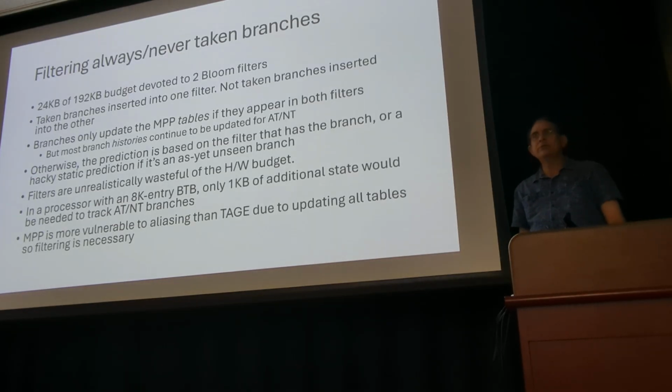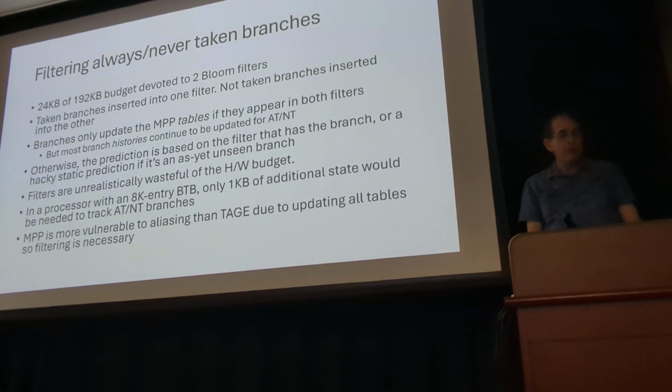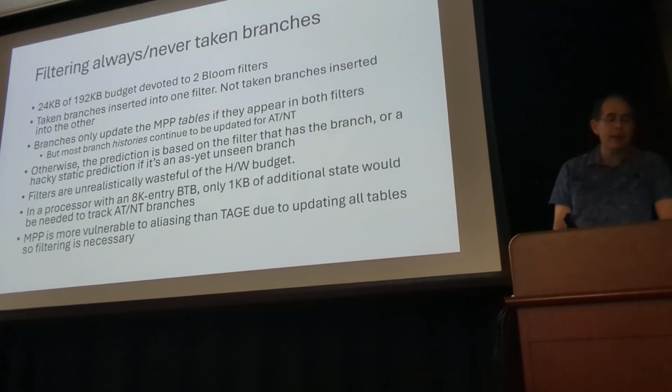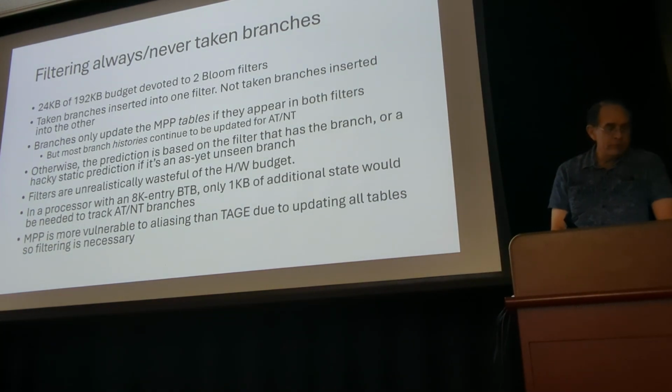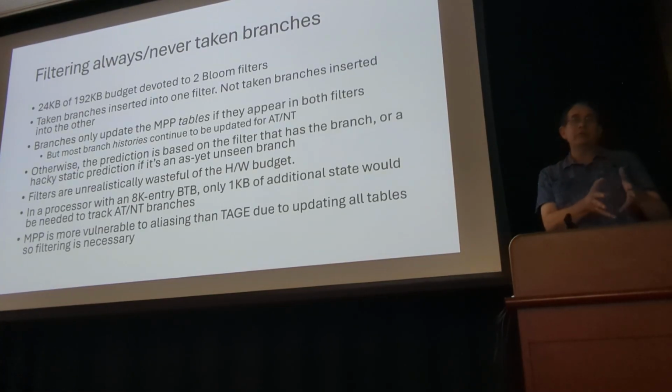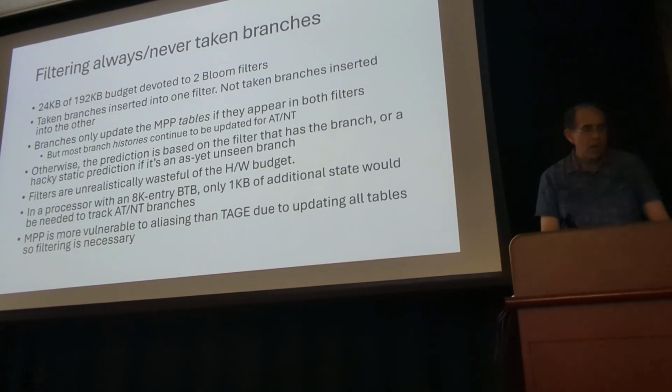How to filter always never taken branches. The right way to do it was with a BTB, but since they don't have a BTB, we used 24 kilobytes worth of the 192 kilobyte budget on two big Bloom filters. Taken branches are inserted into one filter, not taken branches are inserted into the other, and if something appears in only one filter, then it's either always taken or it's never taken.